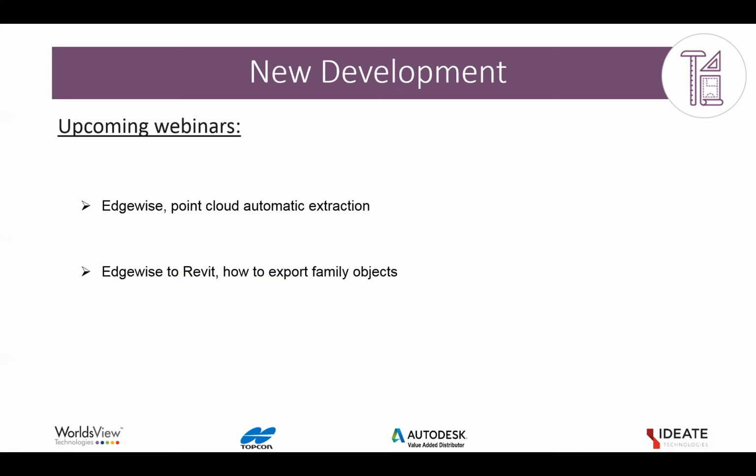Also, upcoming webinars, we will have some follow-up webinars following this one. The first one will be a little bit detailed. We will go through some demonstrations on Edgewise, so how to do automatic extraction on Edgewise. And also another webinar that will show how to move from Edgewise to Revit. So how to export family objects. We will go through the software. It will not be as this webinar, which is kind of introductory. The other webinars, we will go in details.